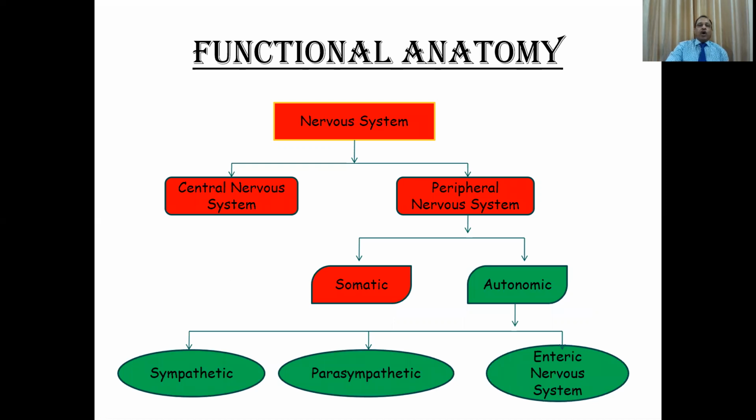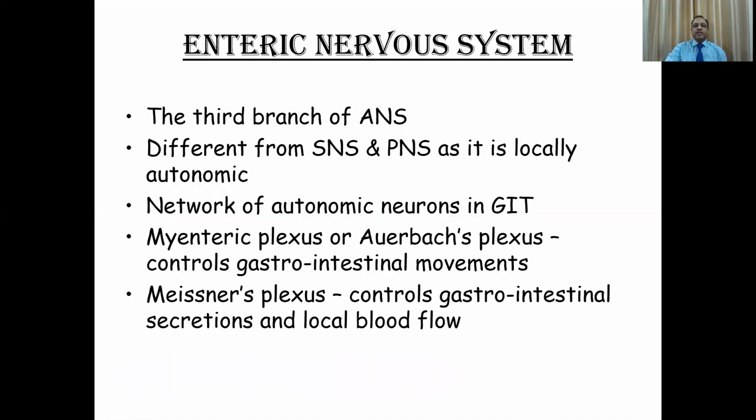Now, nervous system is broadly divided into central nervous system and peripheral nervous system, which is further subdivided into somatic nervous system and autonomic nervous system. It's the autonomic nervous system that we're talking of today, which is further subdivided into sympathetic and parasympathetic system. Along with that, there is a third component which is called enteric nervous system. We'll just talk about this very briefly, and then we'll go on to the main autonomic nervous system which concerns us.